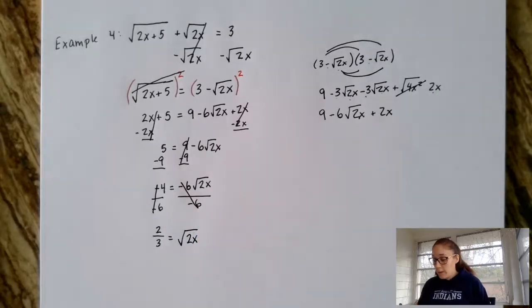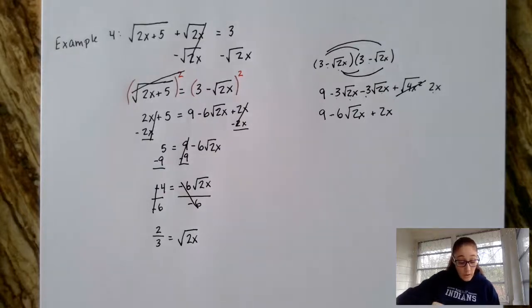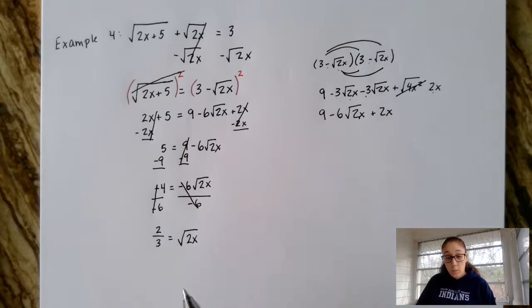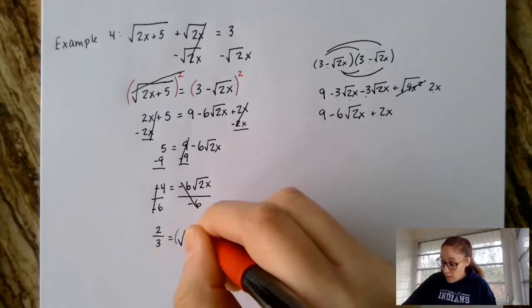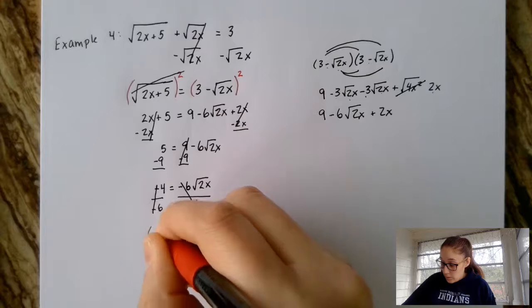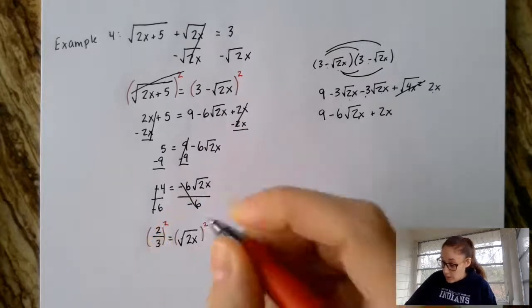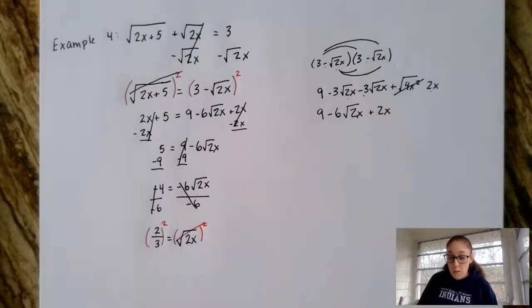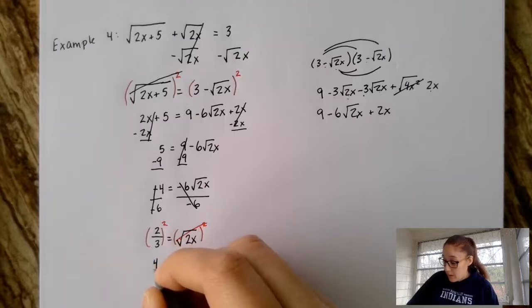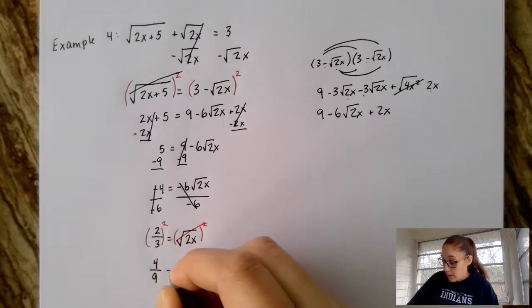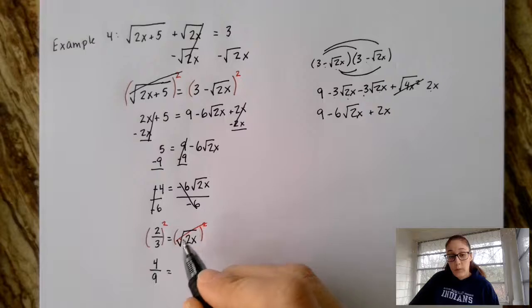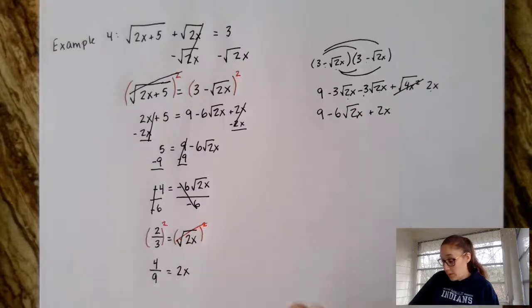Alright, and now we have a radical again. And so we're going to use our power rule one more time. We're going to take the index and we're going to use it as our exponent. Those cancel out. So 2/3 squared is 4 over 9. And then because the radical canceled out, we have 2x.